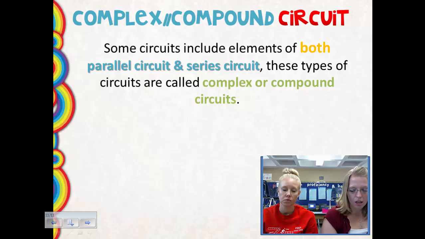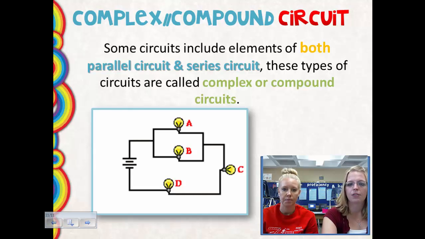Did I put a picture on here or did I not? Oh, yeah, you did. I have two there. I remember that now. So here's an example. You can see that D and C are in series. So if D is out, C will not work. Technically, if D is out, nothing will work because everything has to go through D to move on.